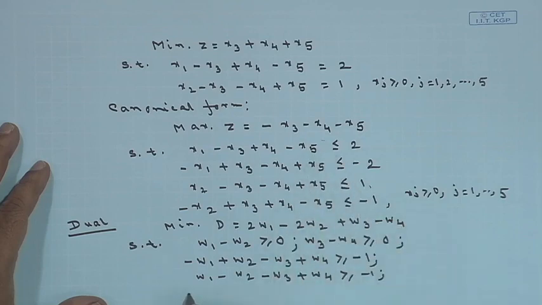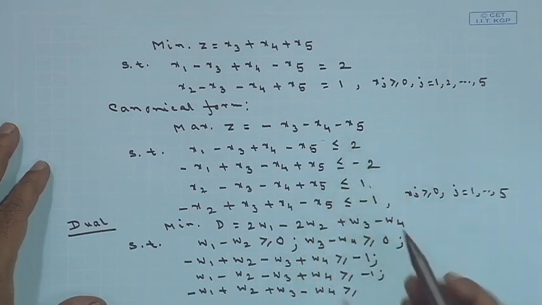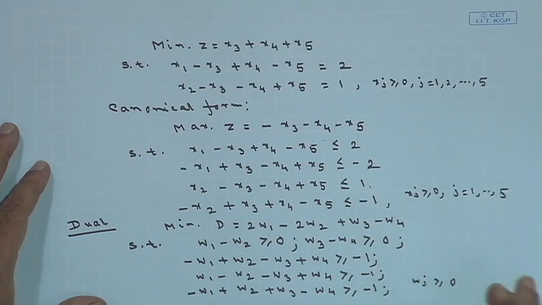So, it will be minus W1 plus W2 plus W3 minus W4, and the coefficient corresponding to x5 here is minus 1. So, therefore, this also will be minus 1, and your Wj greater than or equal to 0. So, this is your original problem.